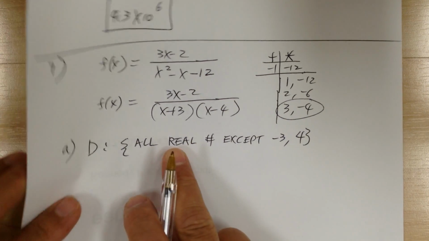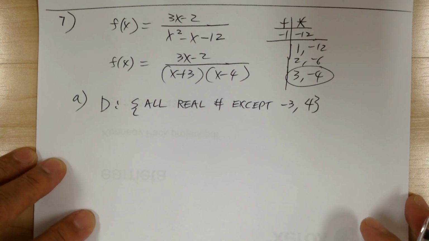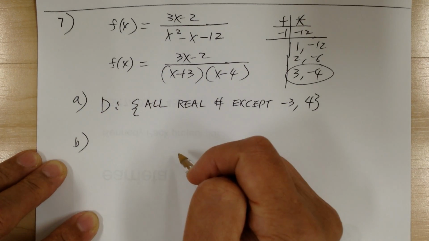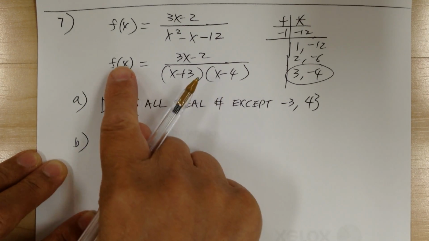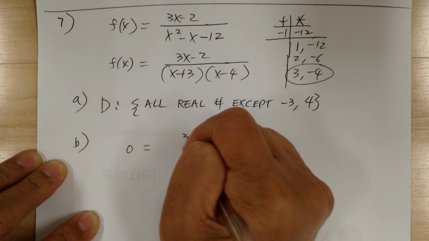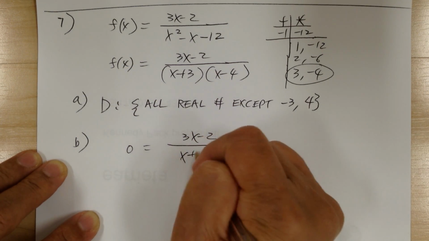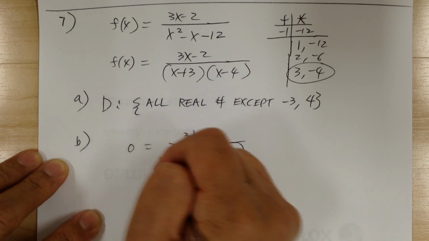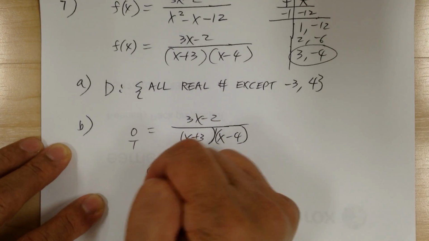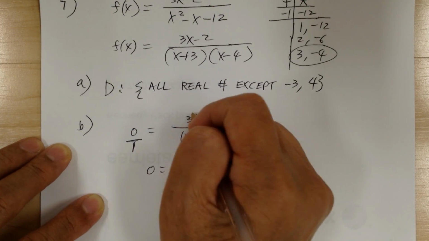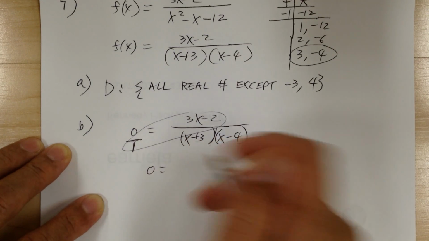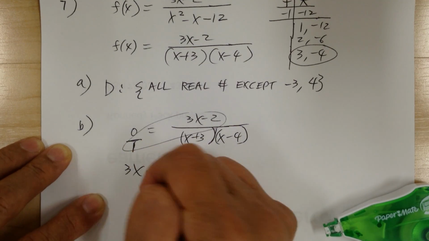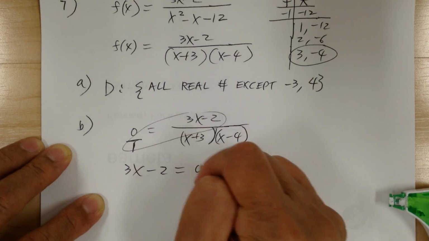So again, domain is the x that you're allowed to have, so it can be equal to anything except for negative 3 and 4. Okay, for B, you're looking for zeros. So when you're looking for 0, you have to set this equal to 0. Okay, and again, you cross multiply, or you multiply with the LCD. So cross multiply, you get 3x minus 2 equal to 0.